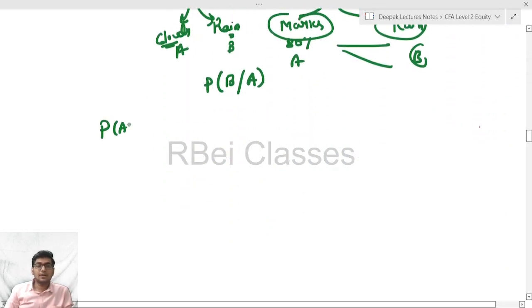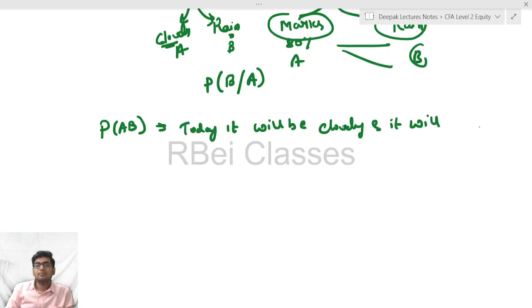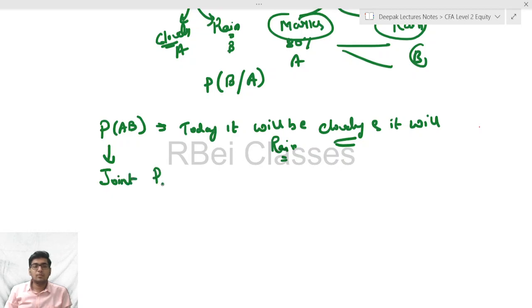And there is another term, that is joint probability. What is the probability of AB? What is the probability that today it will be cloudy and it will rain? So what is the probability that today it will be cloudy as well as today it will rain? So we call this joint probability. Clear? Now, apart from that, there are two events, A and B. Clear?